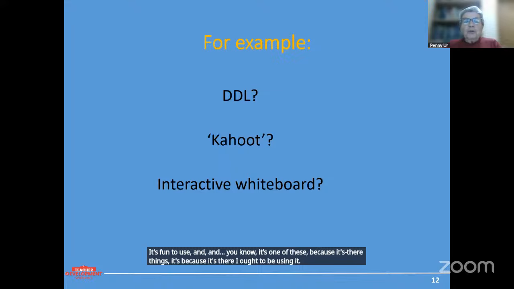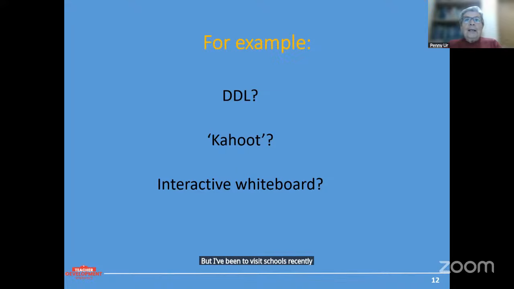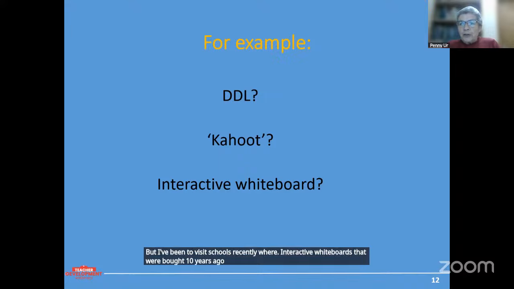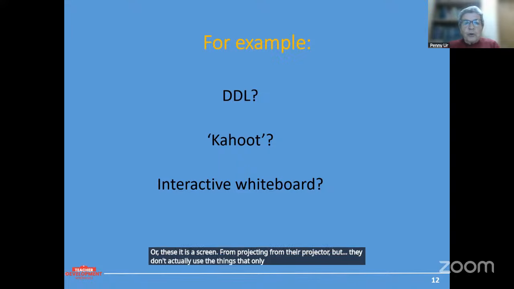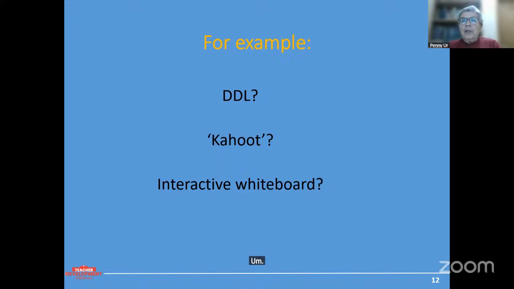It's because it's there I ought to be using it. But I've been to visit schools recently where interactive whiteboards that were bought 10 years ago are gathering dust, and student teachers hardly use them at all as interactive whiteboards. They use them as a whiteboard, or as a screen for projecting from their projector, but they don't actually use the things that only an interactive whiteboard can do. So that's really an item which a lot of people have got disillusioned about.